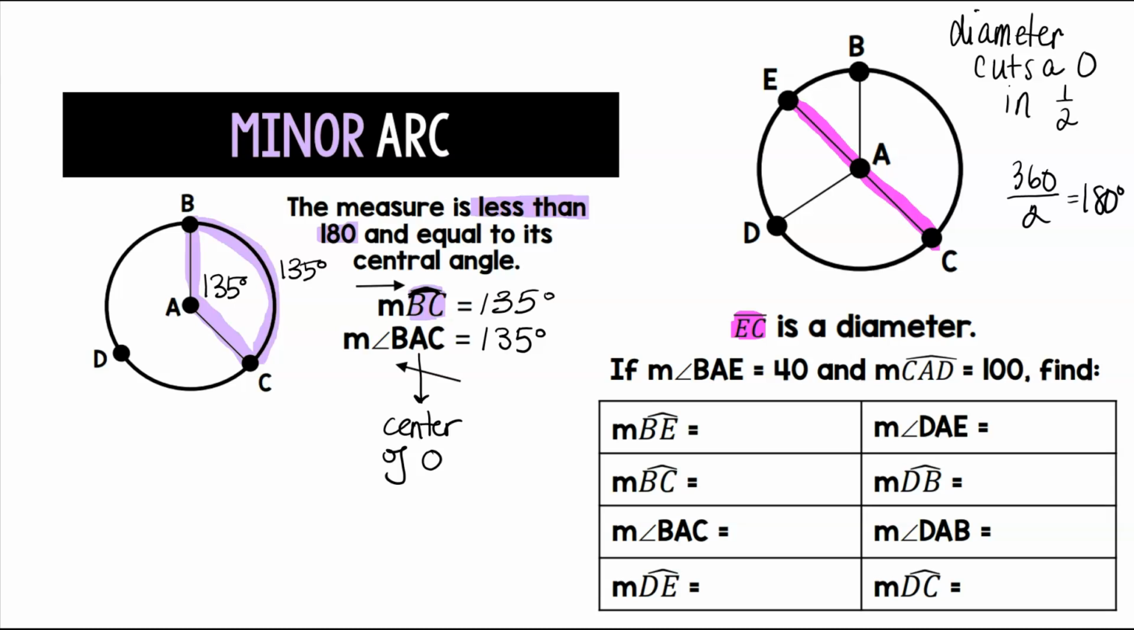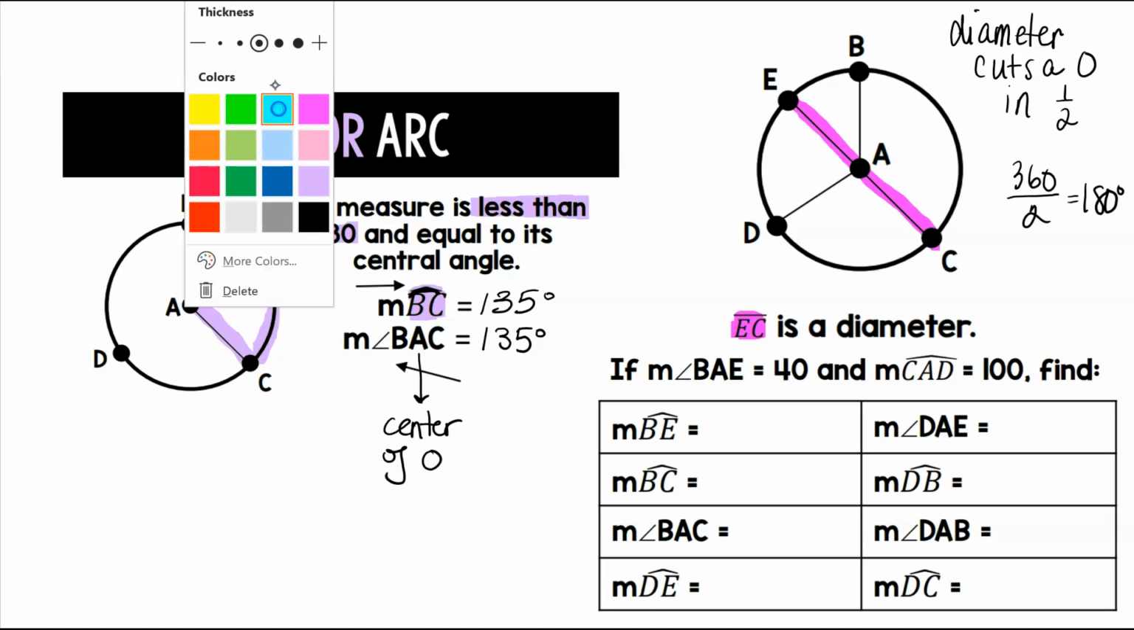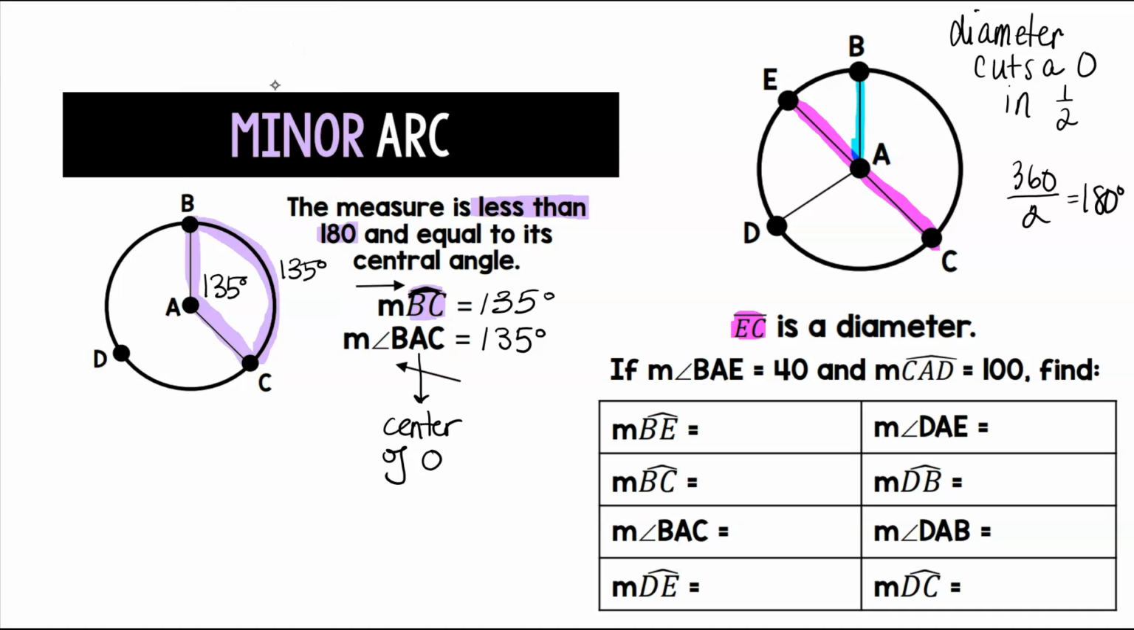It says the measurement of angle BAE, so I'm going to highlight that angle. The measurement of angle BAE, they say, is 40 degrees. We must ask ourselves, is this a central angle? And the answer to that is yes, because A is the center and the vertex is on the center. So if that central angle is 40 degrees, the intercepted arc is also going to be 40 degrees. So right down here when it says arc BE, the answer to that is 40 degrees.